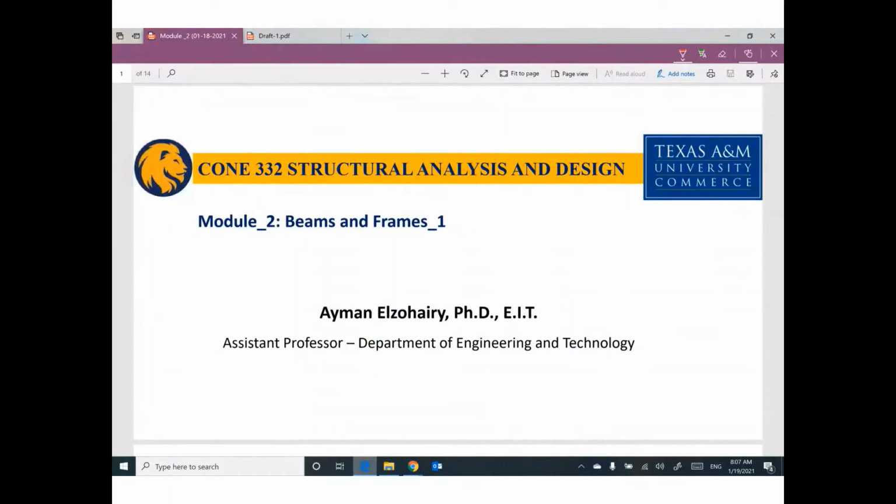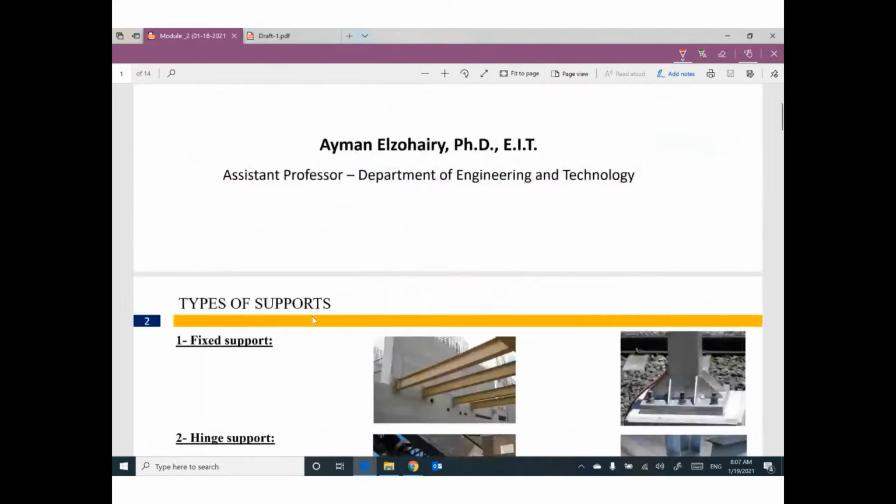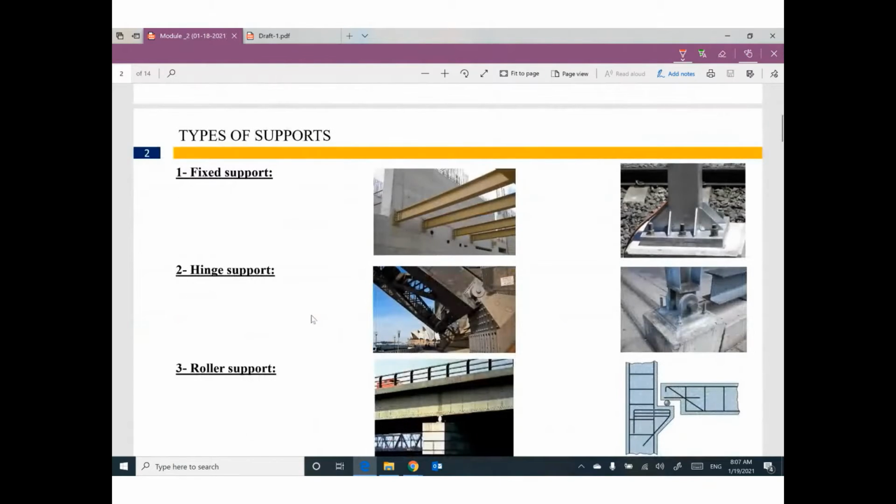Our topic today, module number 2, I'm going to talk about beams and frames. This week will be very important, so you can expect 2 questions from this week in your coming exam. First part in this module, I'm just going to remind you about types of support.